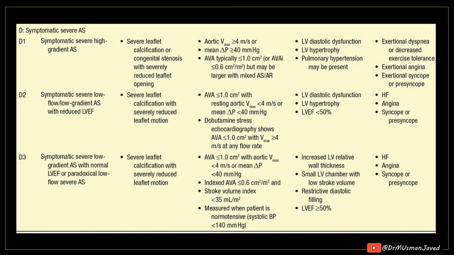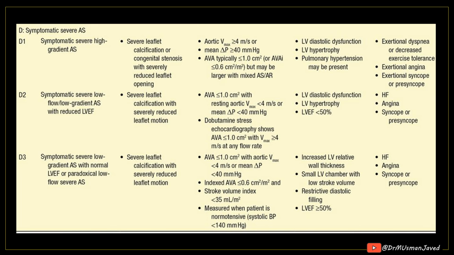D2 is the symptomatic severe low flow, low gradient aortic stenosis with reduced LVEF. This is the classical low flow, low gradient. This is when you have an aortic valve area of less than 1, which suggests severe AS, but your velocities or gradients are not reaching that severe cutoff. And the patient has an EF of less than 50, suggesting that they don't have the forward flow to generate the adequate measurements. Now, to rectify this, we do a dobutamine stress echo, which, if the valve is severe, shows that the AVA remains below 1, but the gradient increases and the Vmax increases to 4 or more. And we'll come back to this later.